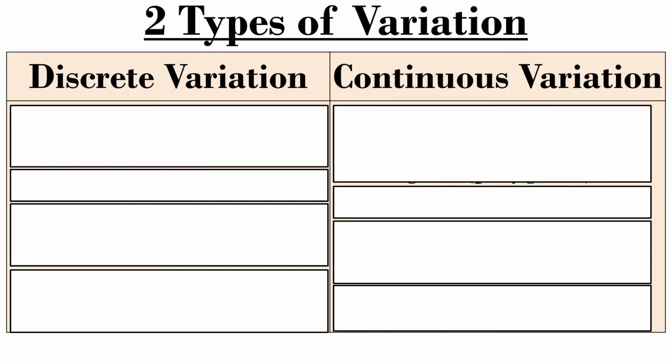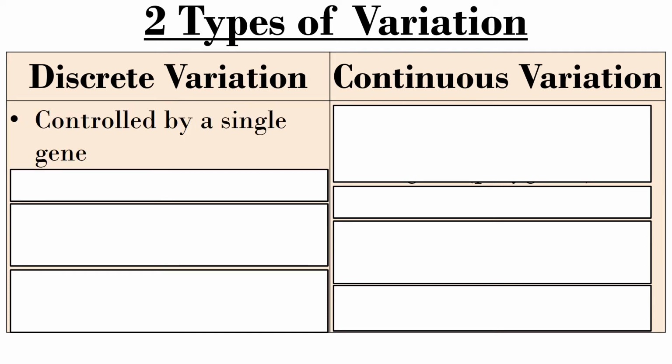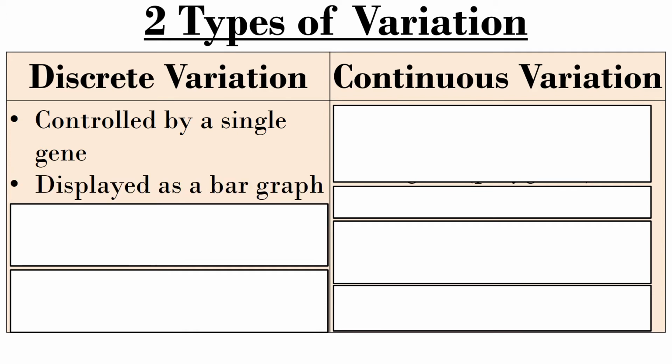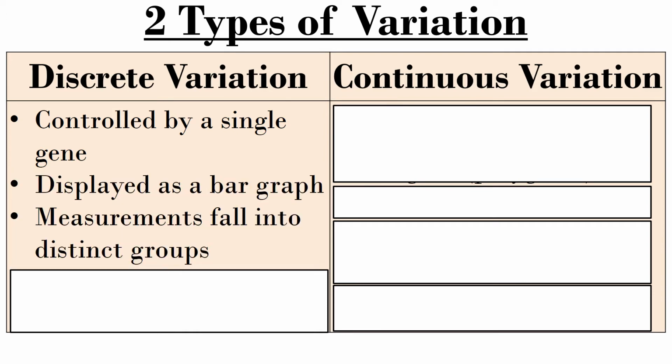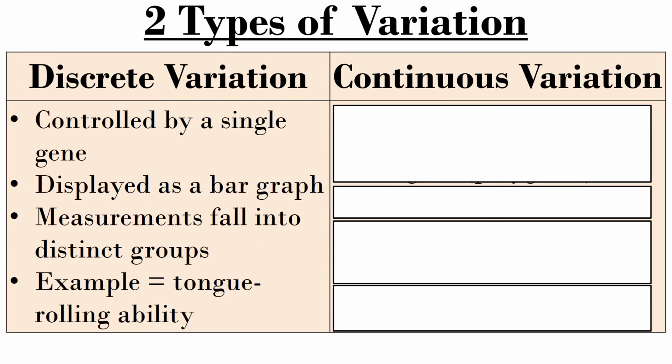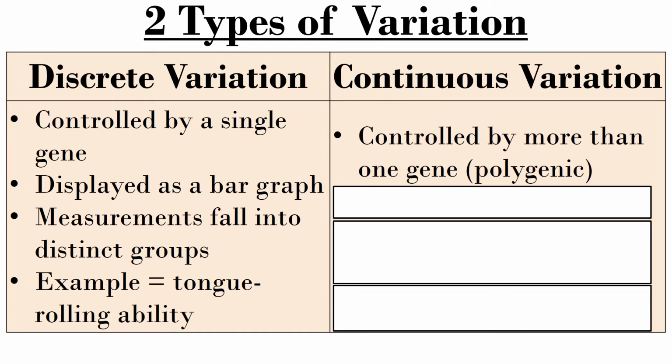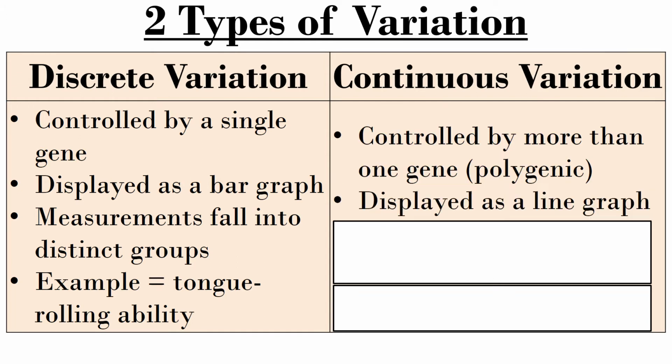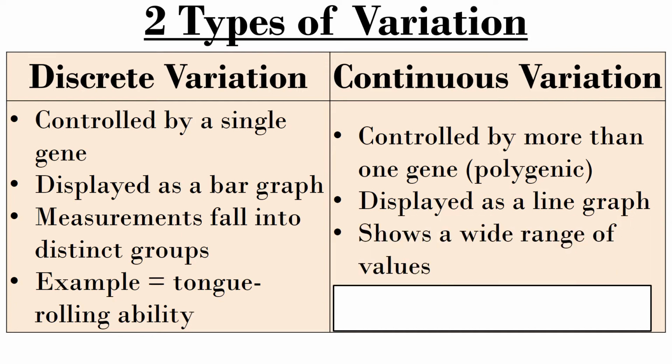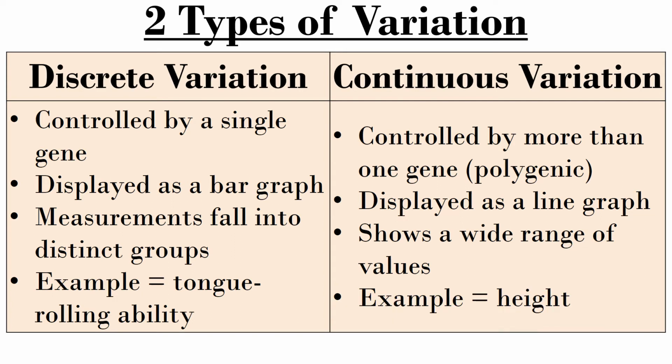Okay, done that. This is what you should have. So you should have 4 in each side. For discrete variation, you would have control by a single gene, displayed as a bar graph. Measurements fall into distinct groups. An example would be tongue rolling ability. And then for continuous variation, control by more than one gene, so it's polygenic, displayed as a line graph, shows a wide range of values, and finally, an example would be height.